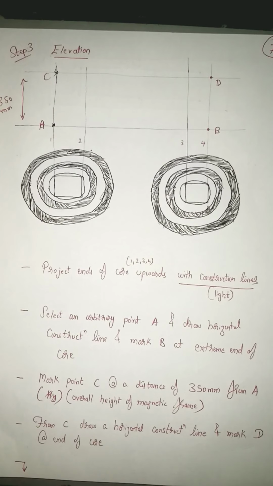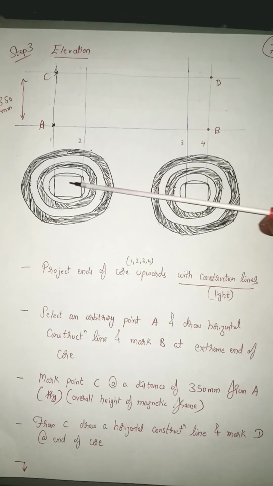For drawing the elevation, ultimately you just have to project all the boundaries of the plan. So first we'll project the ends of the core upwards with construction lines. See, all these lines that appear light here are construction lines.